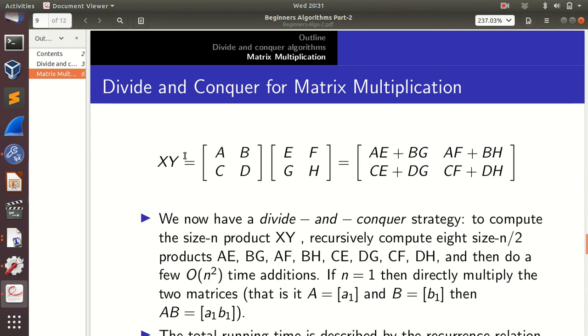So it's quite easy to observe that XY is [a, b, c, d] times [e, f, g, h], and if you multiply it, it's quite easy to observe you will get ae plus bg, and then af plus bh, and so on. Like you just normally multiply the matrices as you do.